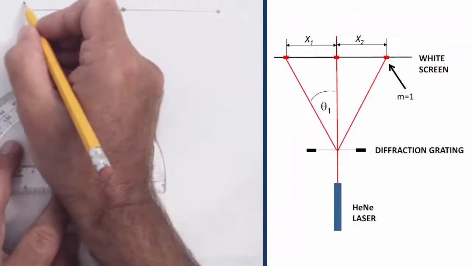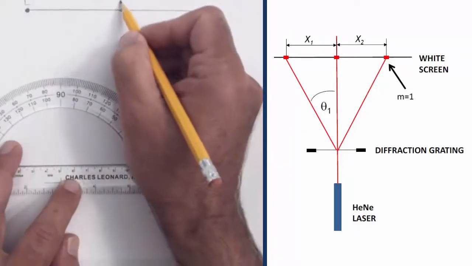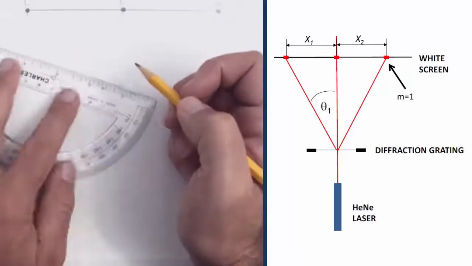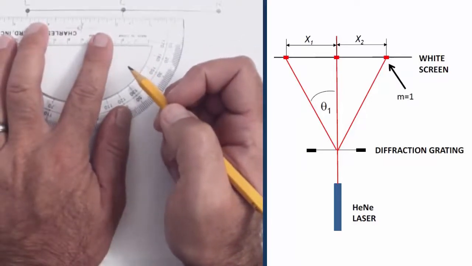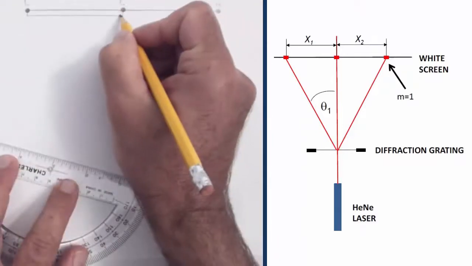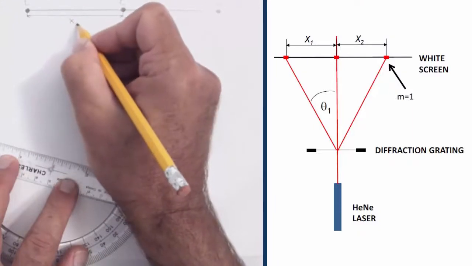So I'm going to label the left dot with the letter L. The center is going to be labeled as C, and then the right dot is going to be labeled as R. So the distance between the left and the center dot is to be labeled as x1.